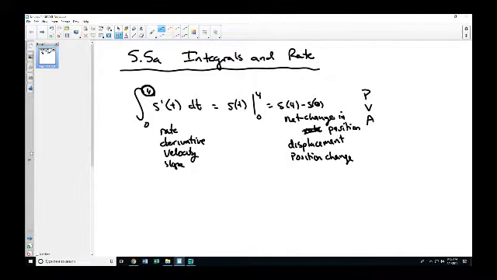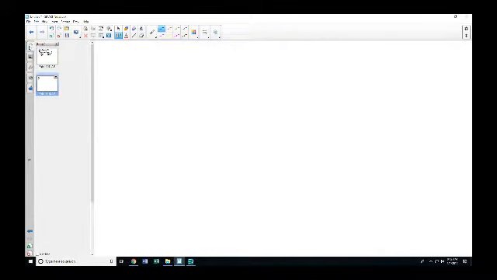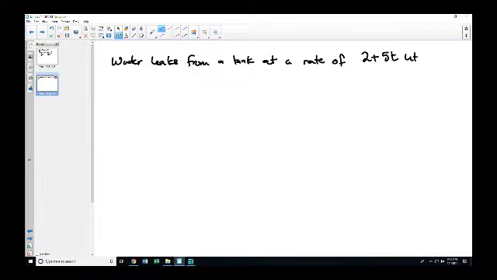So big idea, right? Here's a problem. Here's an example of something you might see. Water leaks from a tank. So we have a rate, correct? And it's a function.